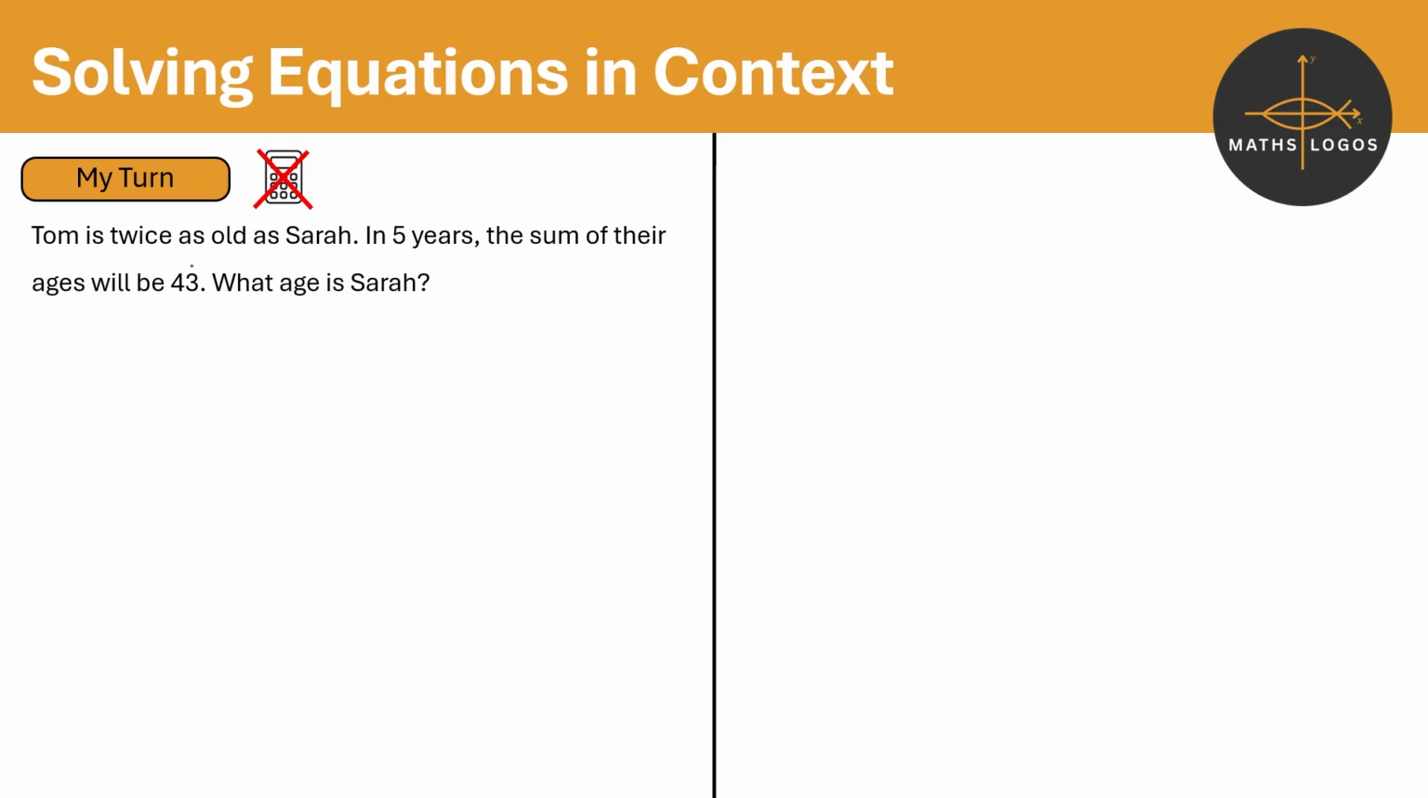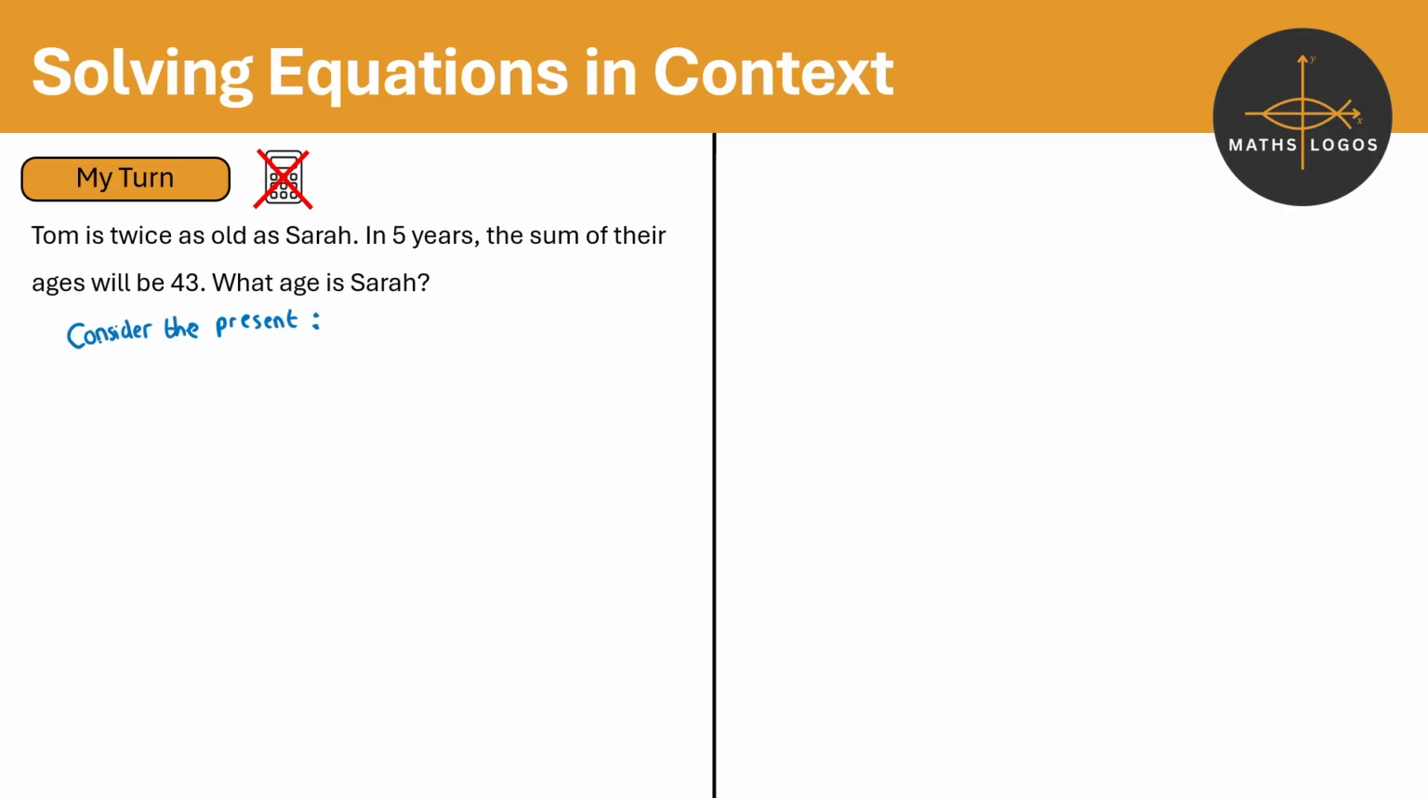Okay, here's our next worded example. Tom is twice as old as Sarah. In 5 years, the sum of their ages will be 43. What age is Sarah? So there's two different time periods occurring in this question. We're talking about the present moment, where Tom is twice as old as Sarah, and then we're talking about 5 years later. So let's consider the present.